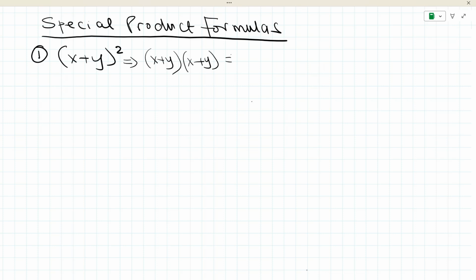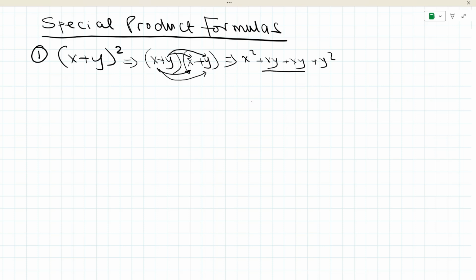And like we saw in our last lesson, every element in the first expression multiplies out by every element in the next expression. So x times x gives us x squared. Then x times y gives us plus xy. And then y times x will give us positive xy. And y times y will give us plus y squared.